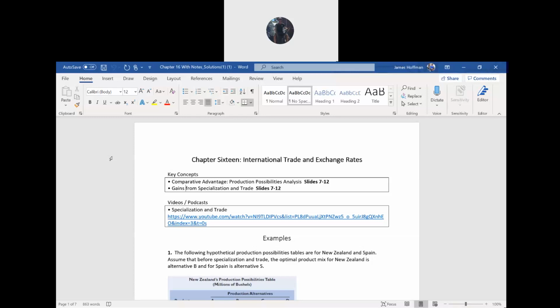All right, so let's look at the slides real quick, 7 to 12. But again, the best way to learn this material is to work through an example. So slide 7.